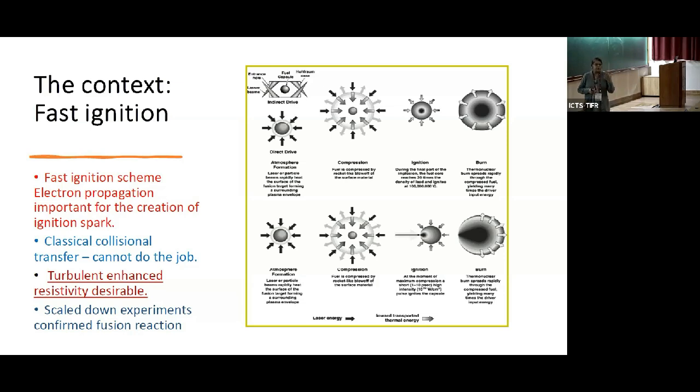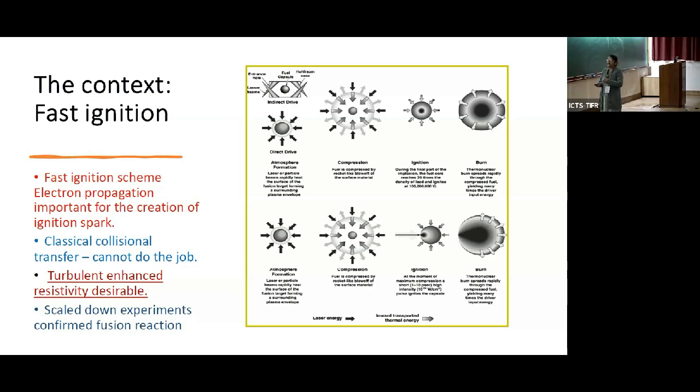If you have a larger electron energy, the collisional cross section reduces, and then the classical interaction with ions will be less. It is likely that the electrons will just pass away from the target without dumping their energy. So it is desirable that turbulence should enhance the resistivity. Turbulent resistivity is desirable here.